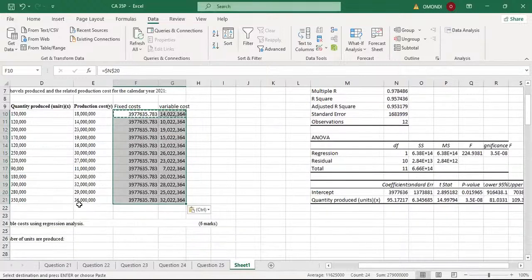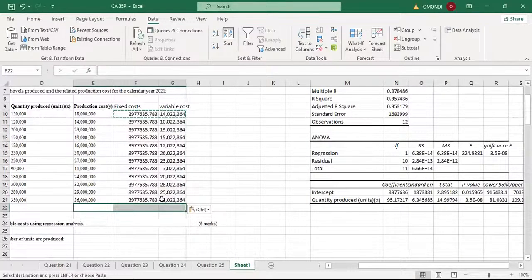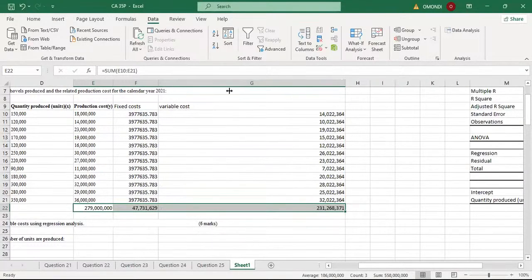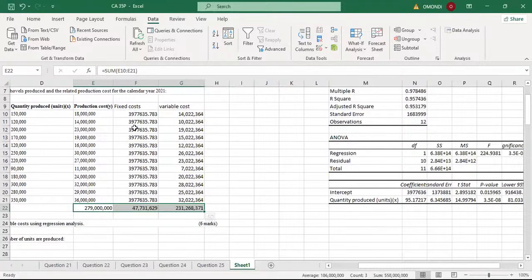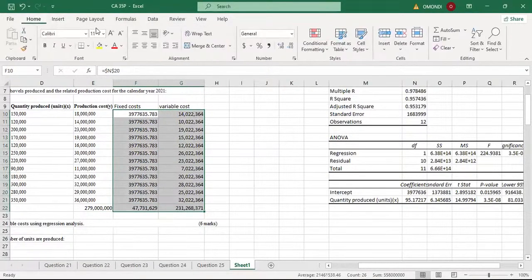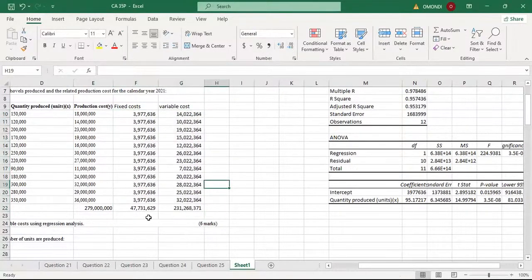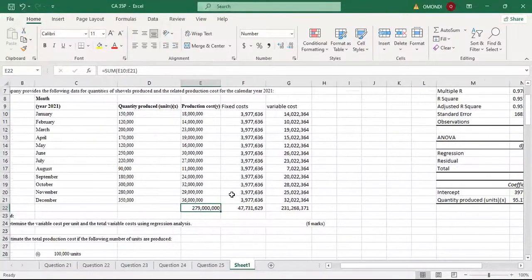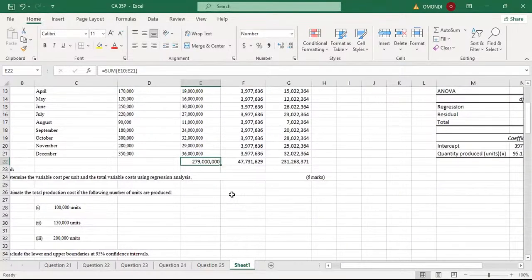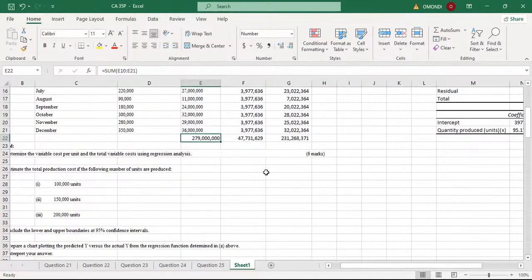So if I want to get that, very simple. And I have the values there. Those are the values which you are expected to get. Of course, these two will give us a total of 279 million, which is the total cost here. That is what you are supposed to do in part A.